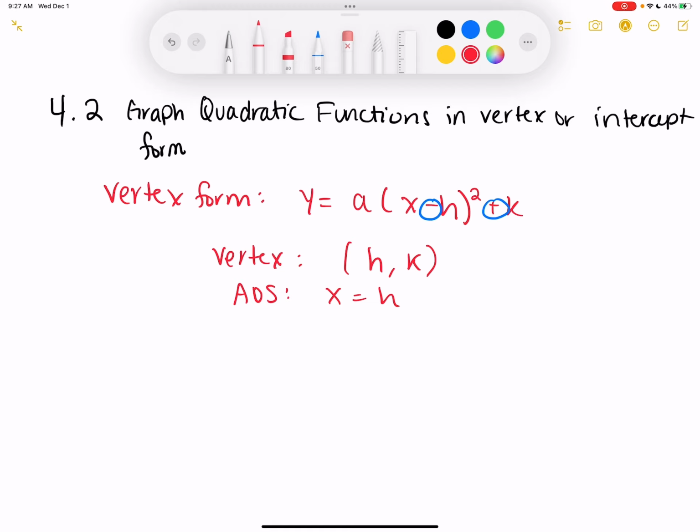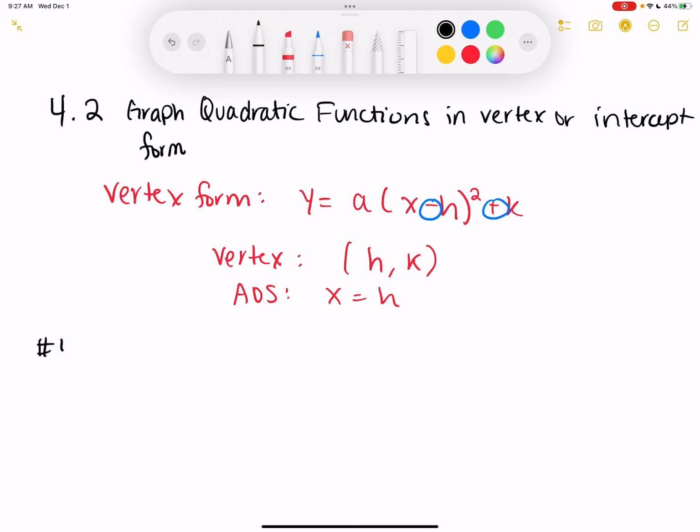Intercept form, okay, the same deal with the signs mattering. So let's go look at some examples. Graph the function, label the vertex and axis of symmetry.